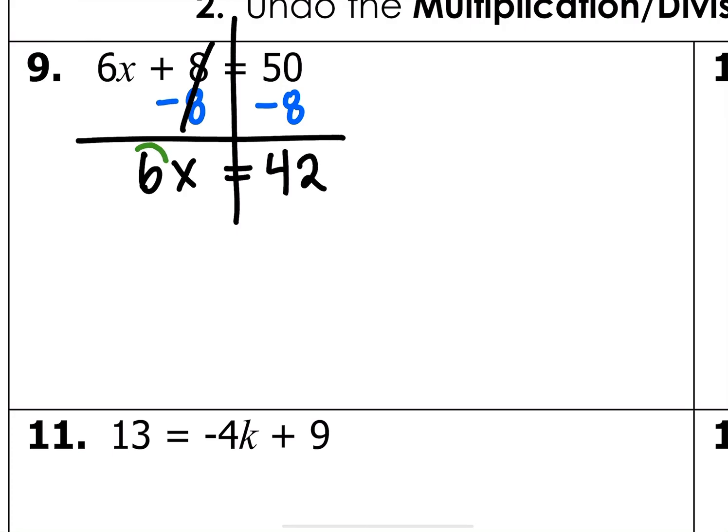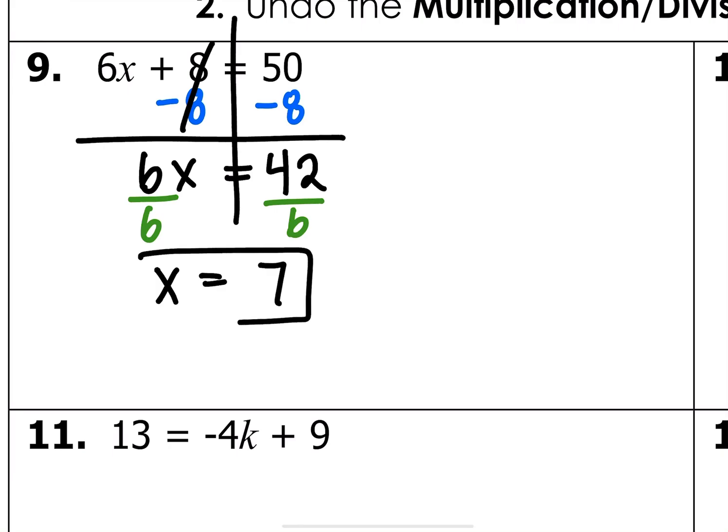Now this coefficient needs to become 1, right? The goal is to make that become a 1. To make 6 times x, to make the 6 become 1, I need to undo the multiplication by dividing by 6. X equals 7.